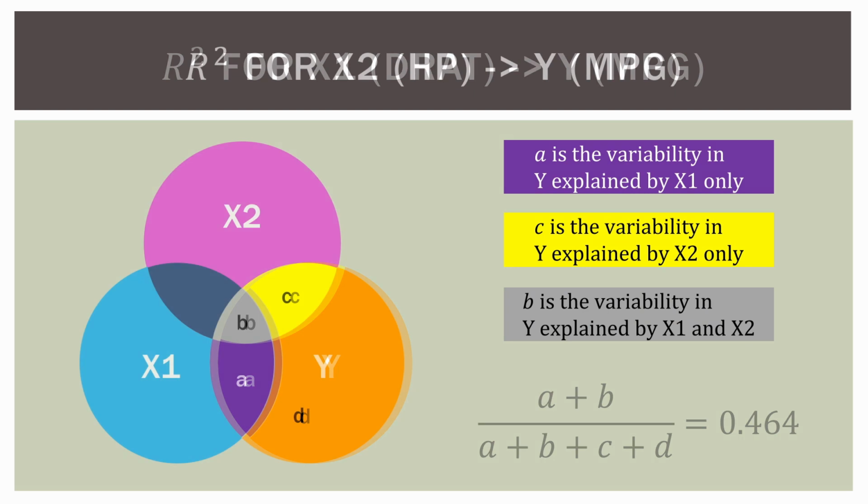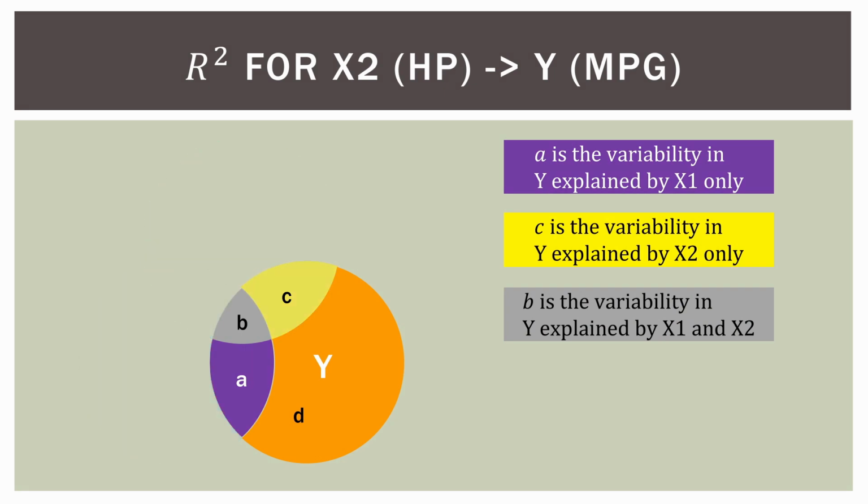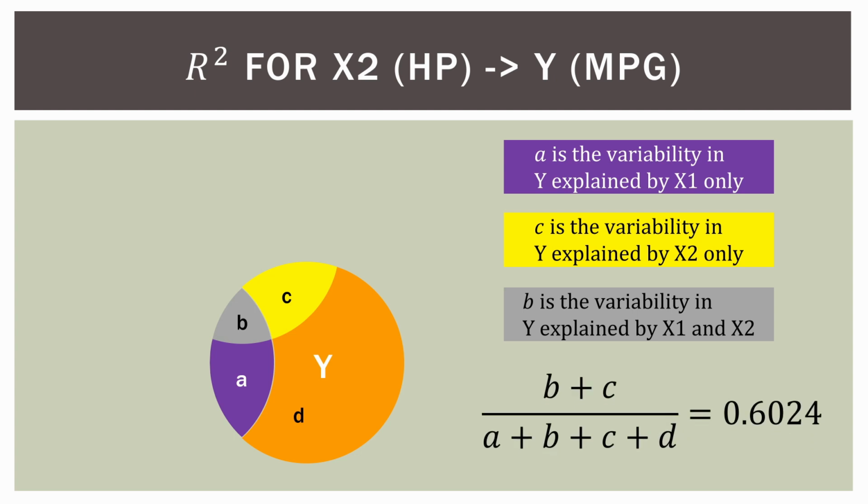See how this works? Now R squared for X2, which is horsepower in miles per gallon. Same basic thing here. So if we go ahead and take away everything, which letters should be the R squared? Well, in this case, it's B and C, because remember, that is where X2 overlapped with Y. So B plus C divided by A plus B plus C plus D, which is the entire circle here, has to equal 0.6024. So those are our two R squared measures from the previous slides in terms of a visual representation.